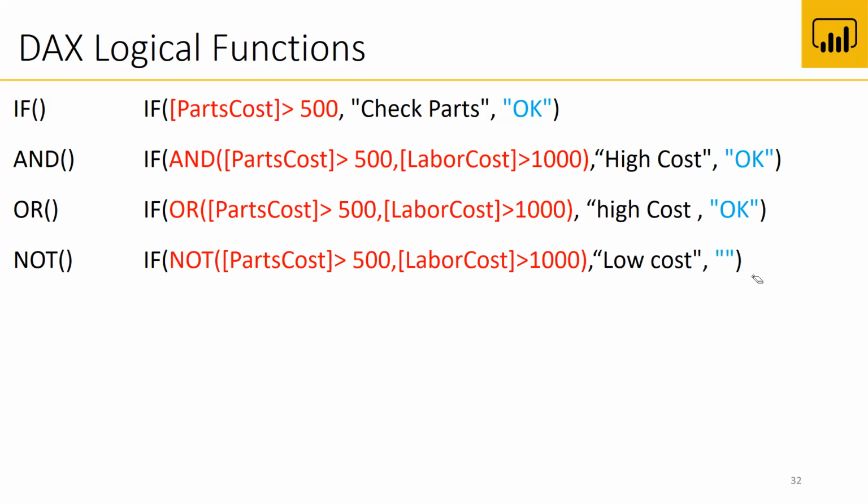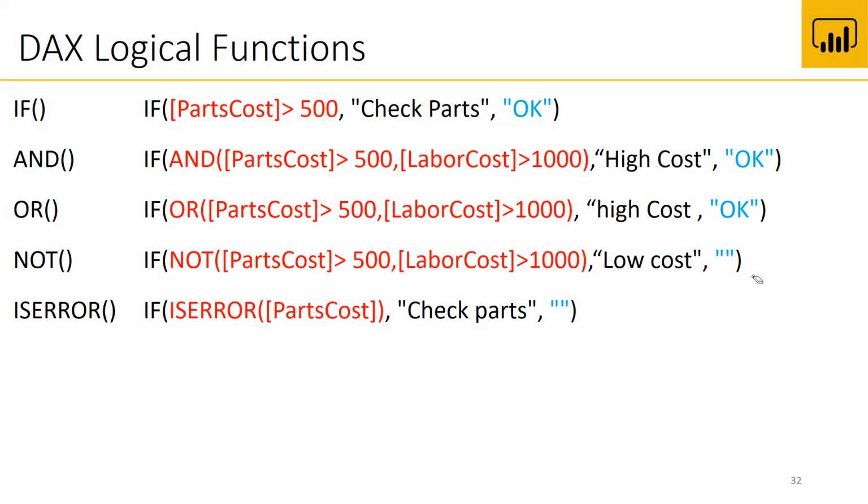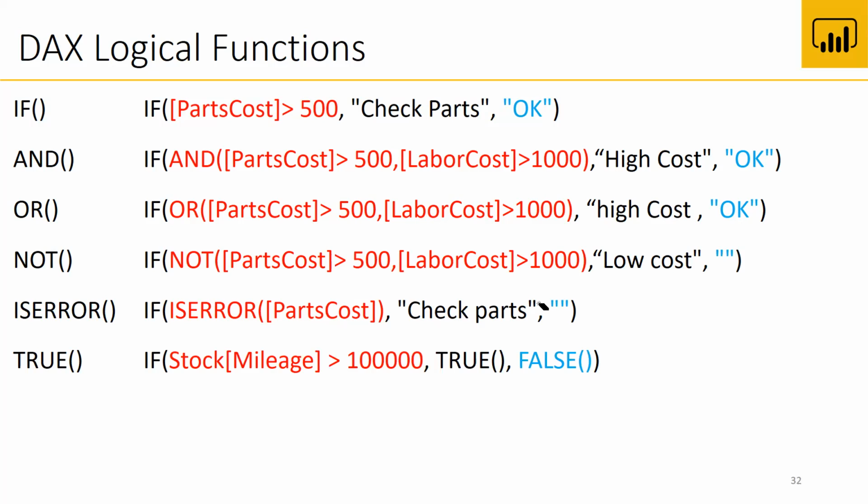Another operator is the NOT operator. We can also use the NOT operator. If it is an error in part cost, then check part, otherwise it is blank. True if this condition holds, and we have true, otherwise we have false. It will return true as an output, or it will return false as an output.